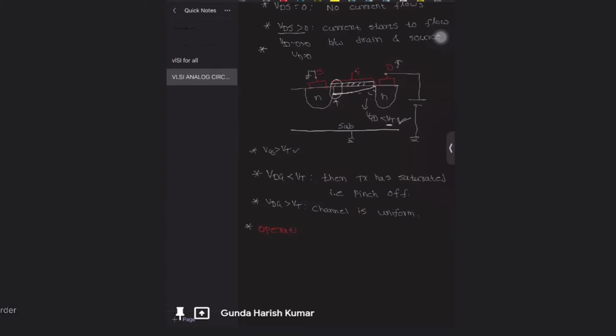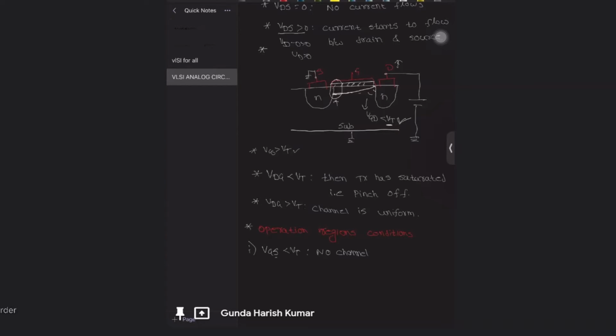Now I will conclude the operation region conditions. The first condition: if VGS is less than VT, with source at 0, grounded. Here we are taking S because in some cases the source cannot be grounded. In that case you have to use these equations with VGS. Otherwise, you can directly use VG and VD, but in cases where the source cannot be grounded, you can use this equation.